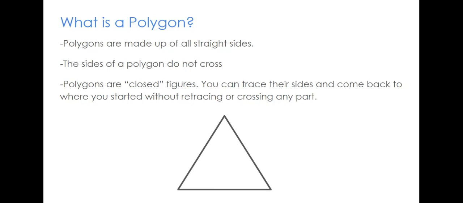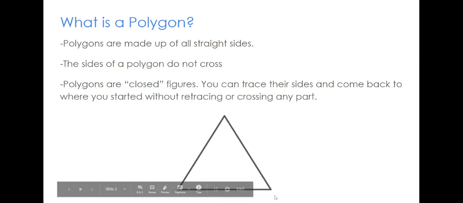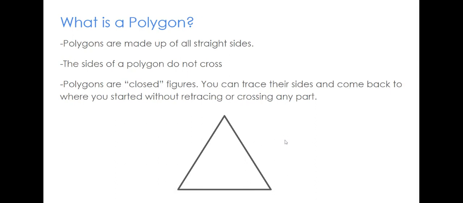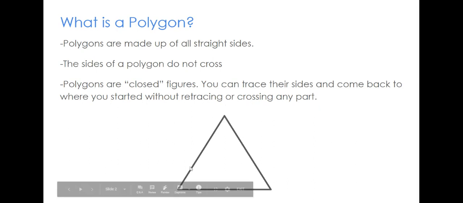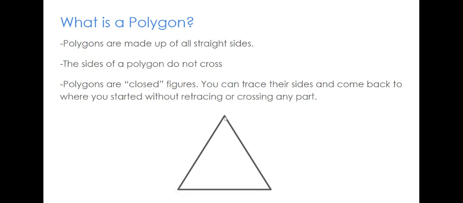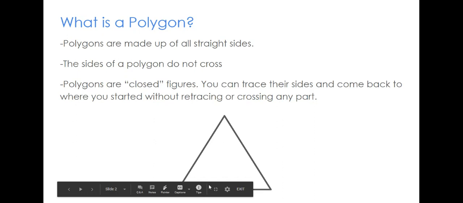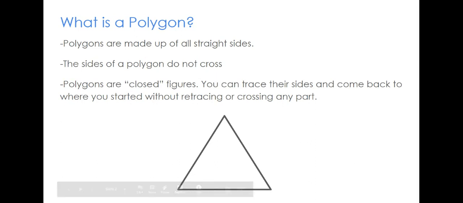So what is a polygon? Polygons are made up of all straight sides. As you can see with this triangle, all of the sides are straight. And all of the sides of a polygon do not cross. These lines never cross. They go around a corner, but they never cross. And polygons are closed figures, which means that you can trace their sides and come back to where you started without retracing or crossing any part. For example, you can start at the top, go down, over, and back up again, and you'll never cross a line.